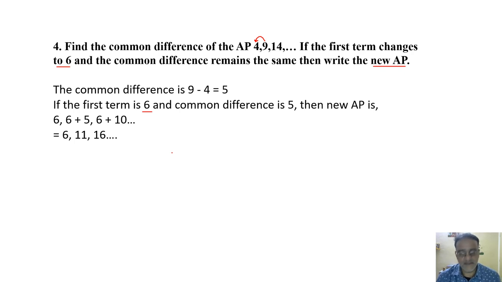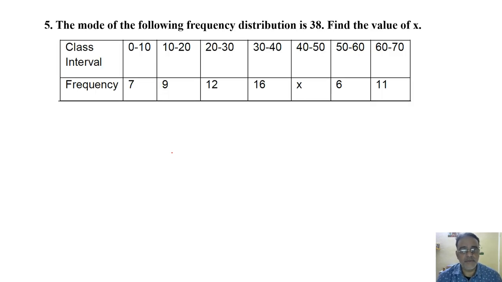No sir. Right. So now we are moving toward question number 5. The mode of the following frequency distribution is 38. Find the value of x. Right. So 38 lies in which class? 30 to 40. So ye modal class hoga. Theek hai? So missing frequency mein mode or median mein hum log identify karenge class with the help of the given value. So 38 lies between 30 to 40. So modal class is 30 to 40.